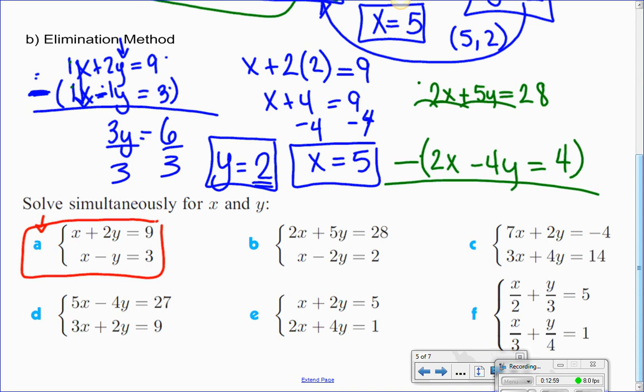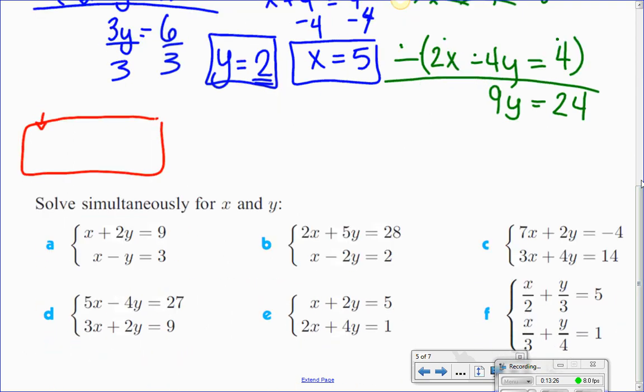So we have 2x minus 2x, and that gives us 0. Okay, and we have 5y minus a negative 4y. So minus a negative means plus, so we have 9y. 28 minus a 4 is going to give us 24. Okay, and then we can divide both sides by 9. Running out of space. So y is equal to, we can start to cancel things. We can divide both of these by 3. So we have 8 over 3, right?